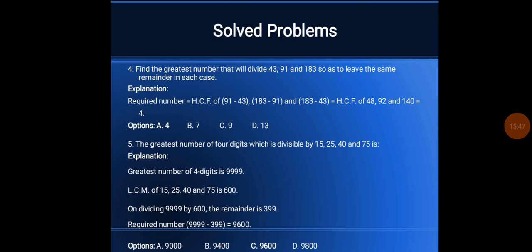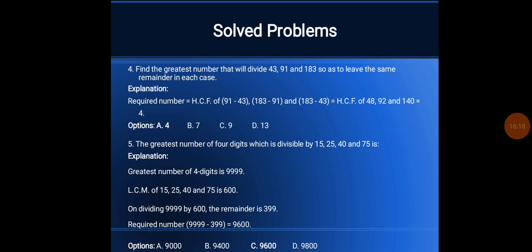So 4 is the greatest number that will divide these numbers 43, 91 and 183 and give the same remainder. Okay, the next sum is: the greatest number of 4 digits which is divisible by 15, 25, 40 and 75. Okay, what is the greatest 4-digit number? 9999 is the greatest 4-digit number. So we have to find the greatest 4-digit number divisible by these numbers 15, 25, 40 and 75.